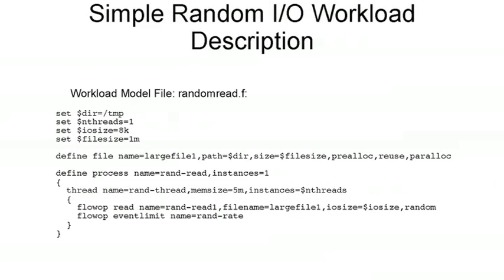Just to give you an example of what I'm talking about with the .f language, this is a very simple .f language file here. We're defining a file, whose name is large file 1. The path will be set later on to tell you exactly where it is. It starts out defaulting to /temp because we've set up a variable called $dir to /temp. But once you've loaded this in, you can change it from the command console to be pointing to something else.